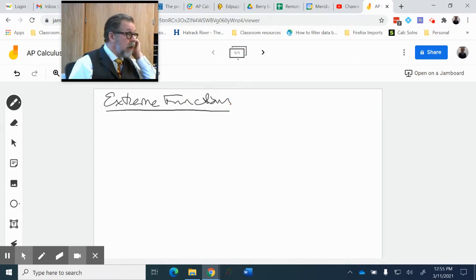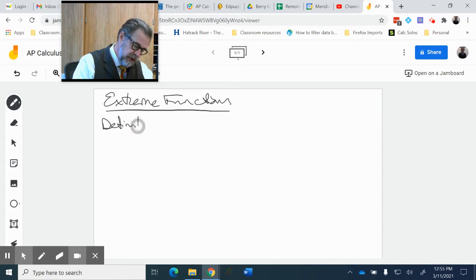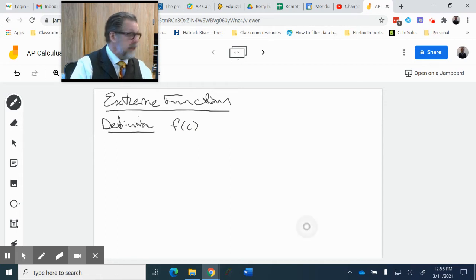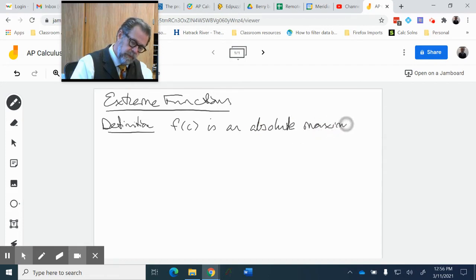So first thing we need to know, definitions. f of c is an absolute maximum if f of x is less than or equal to f of c for all x in the domain of f of x.